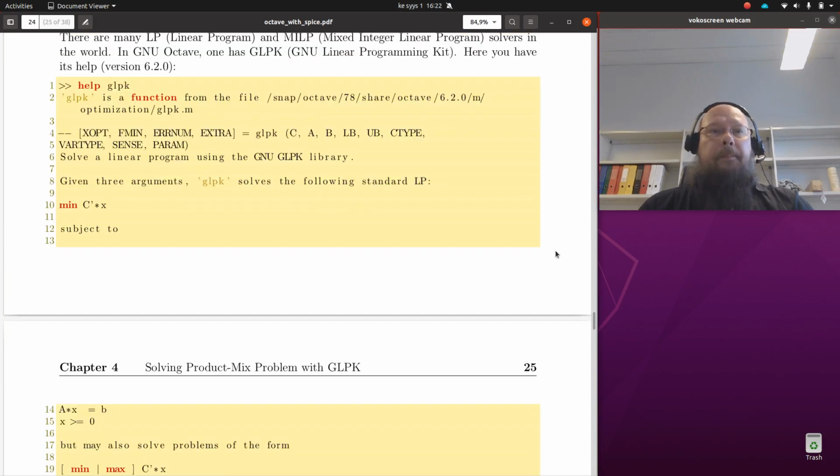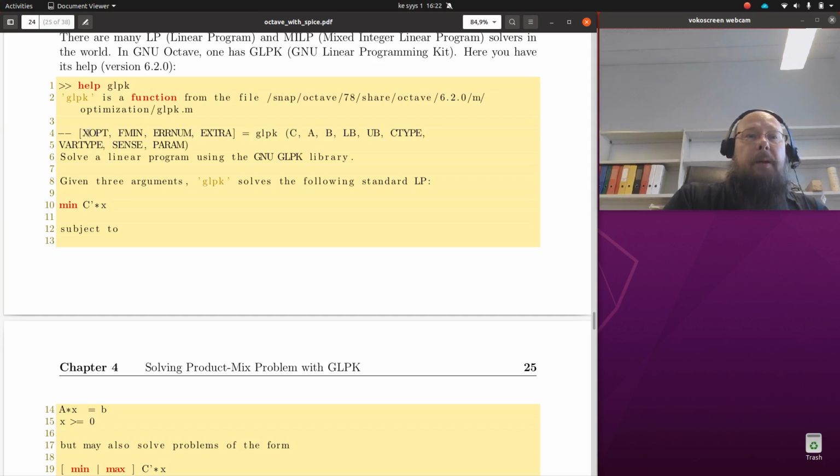So let's go back to the top here and try to understand a little bit what this is. So help GLPK, as it states there. GLPK is a function from, apparently in my system, a certain location; your system probably somewhere else. We don't care about that. This is what we care about really. This line here is typical in these help files. It gives the syntax of this function, how to use it.